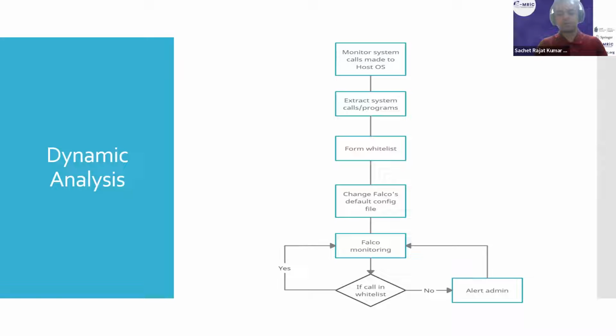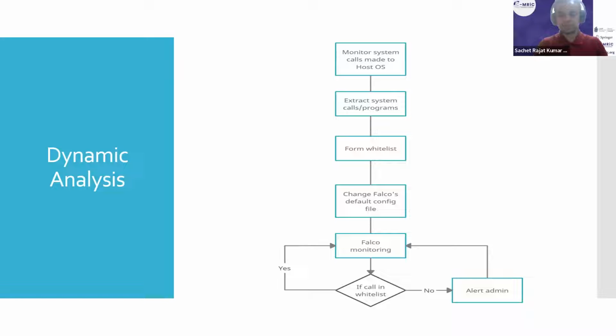So Falco is a monitoring and alerting service. In the default config file, if we mention the whitelist, it'll only allow those system calls and programs to execute. And now that we have changed the file, we can fire up Falco.